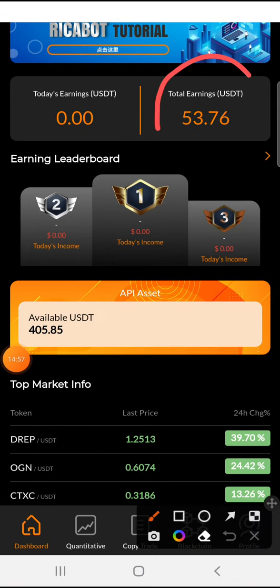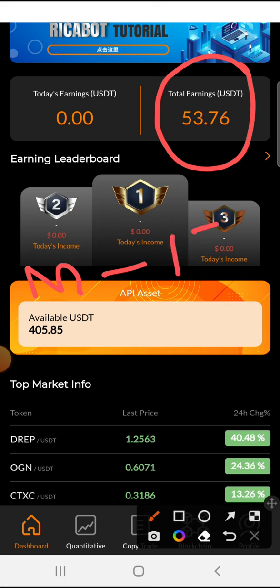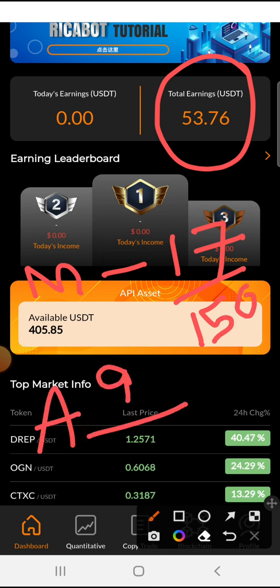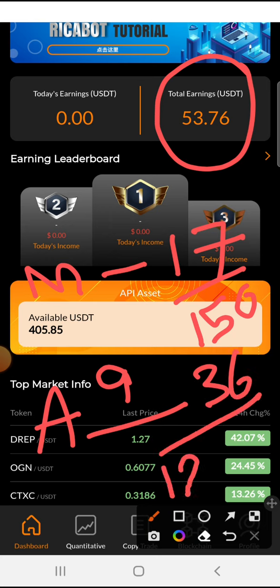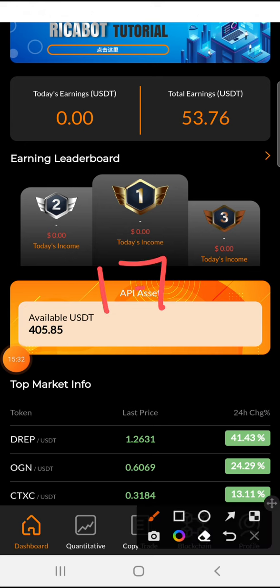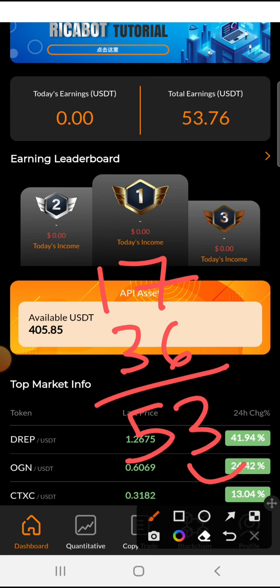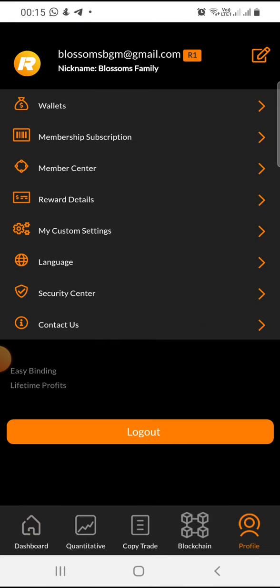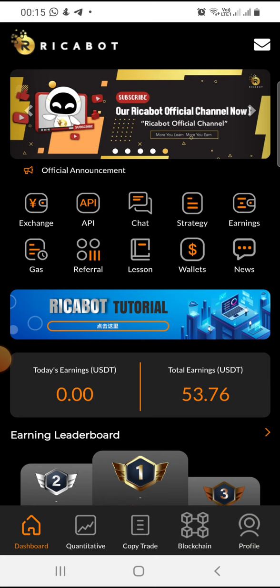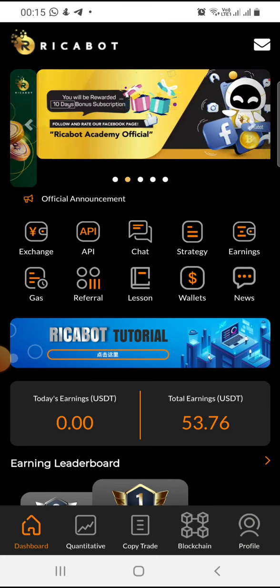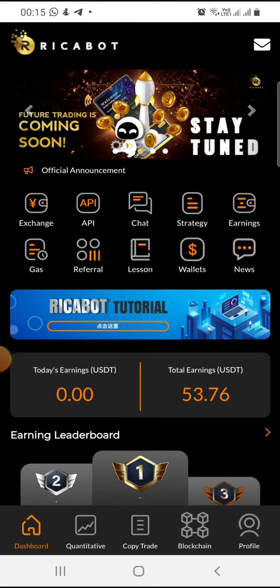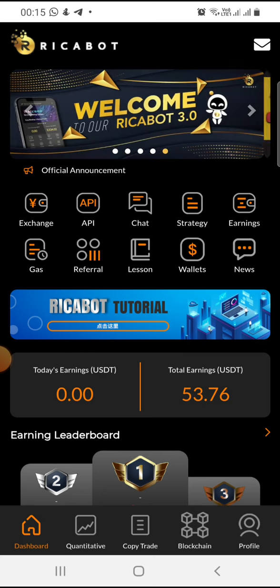Now see, this is my total profit, $53.76 USDT, in my total earning. From this, in the first month, March, I gained 17 from 150. In April, in just 9 days, I gained 36 upon 1350 total capital. So the total of both, 17 plus 36, is 53, what you can see from here. So my friends, I hope you clearly got how much I earned with 150 in the first month. It's more than 10% because it's $17. And the second month, for 9 days, I gained $36.